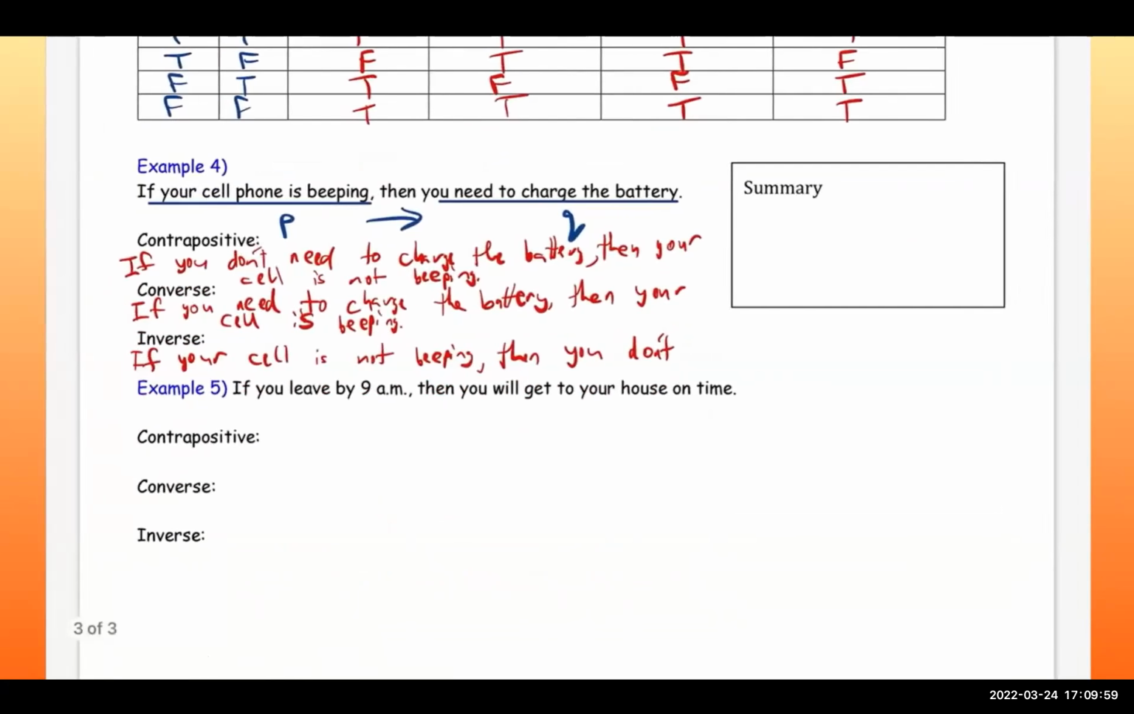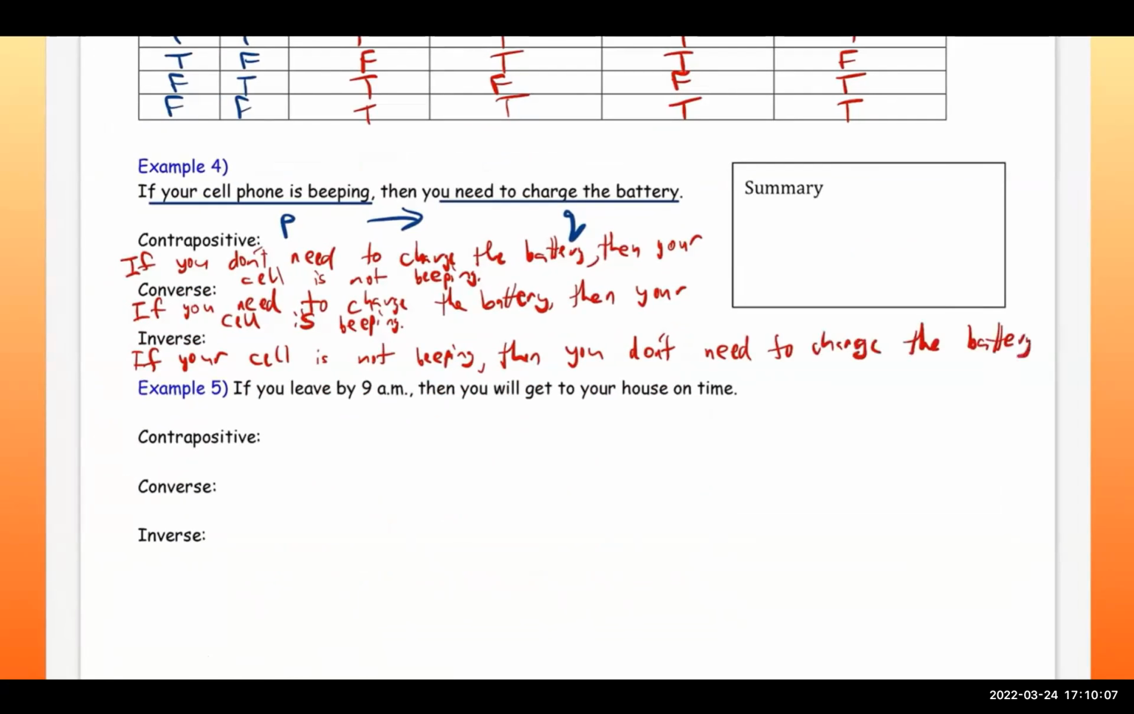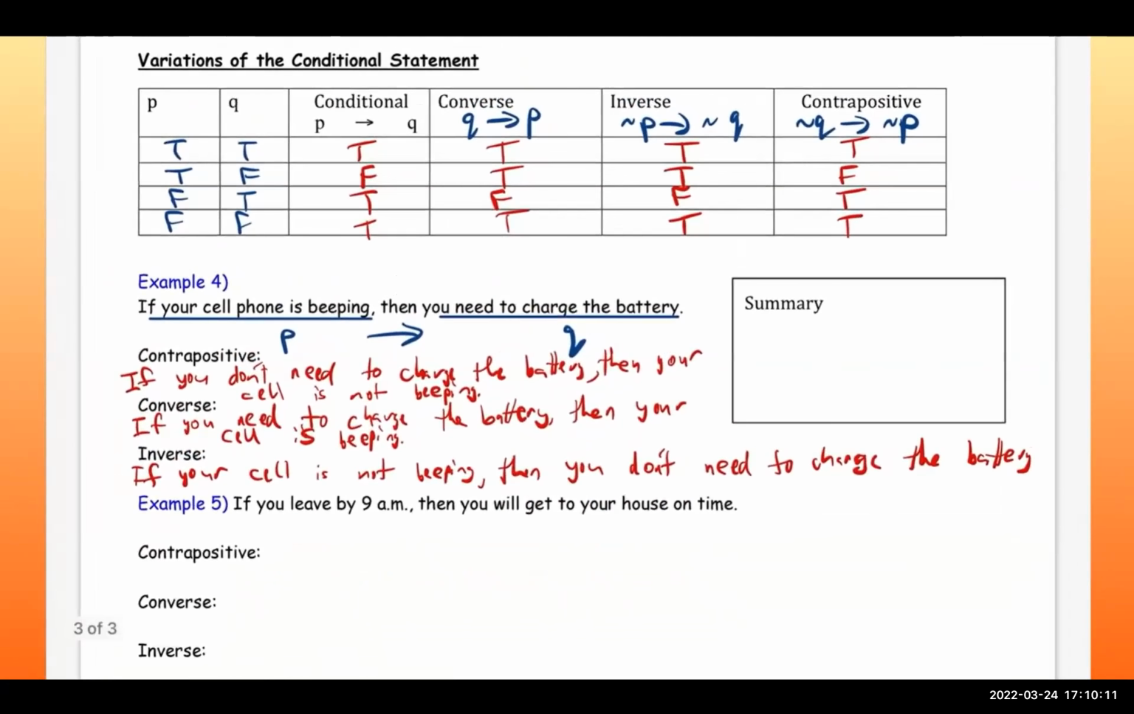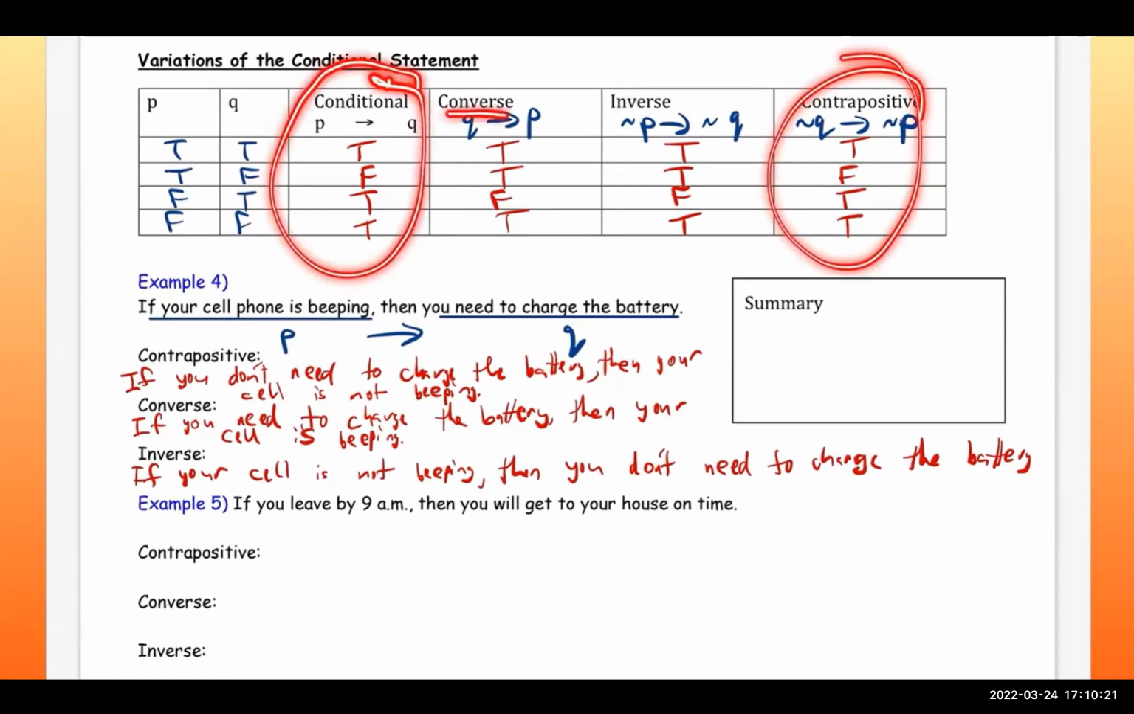All right, so in summary, let's write the summarization down. The summary is that these two are equivalent because they have the same truth value, and these two are equivalent because those two have the same truth value. So let's write that. Conditional is equivalent to contrapositive.